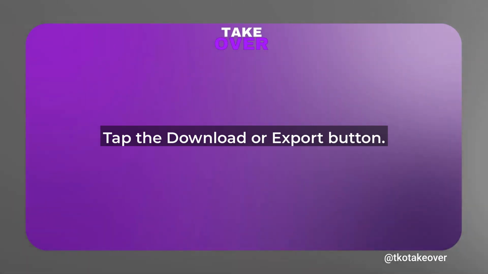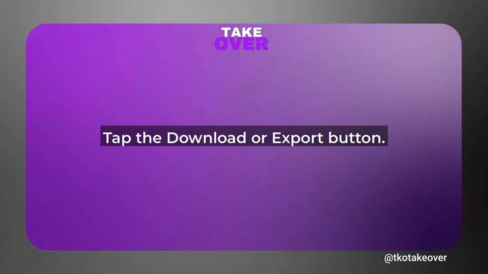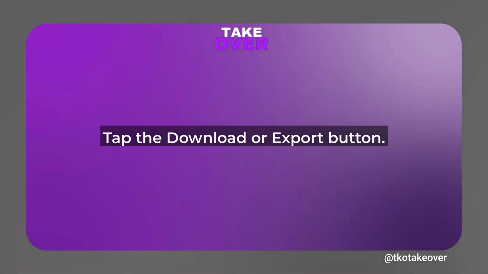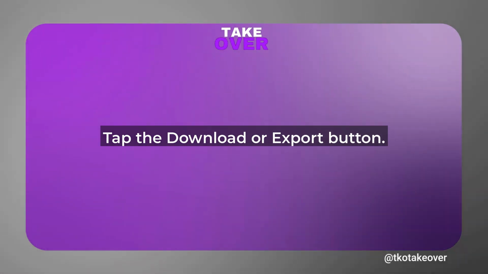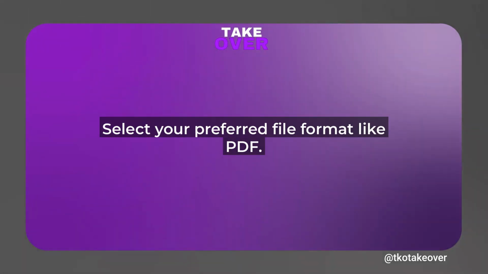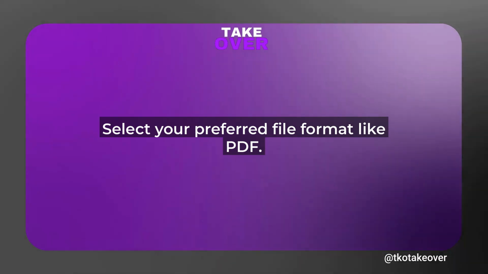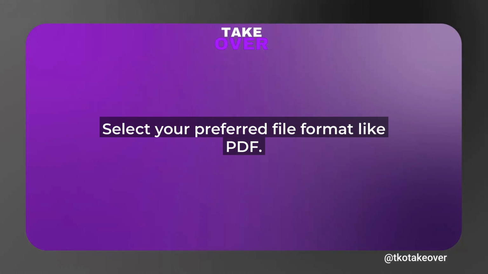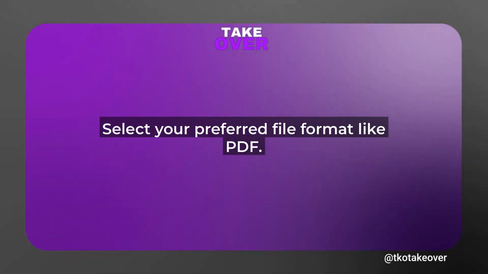In the Statements area, you'll see options to view recent statements. Tap on the statement period you're interested in, maybe the last month, quarter, or even a custom date range. Once selected, look for a Download or Export button, which might be represented by a downward arrow or a share icon. Hit that, and choose your preferred format, like PDF or CSV.